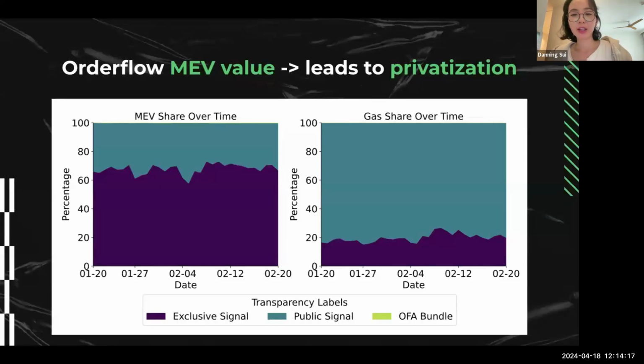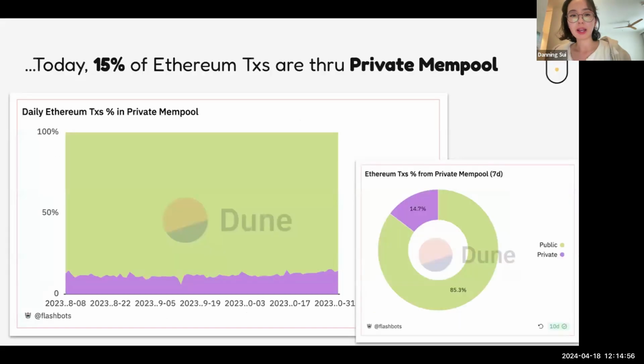And the order flow MEV value drives a lot of the order flow into the private mempool, as we explained earlier. So there's a lot of privatization happening right now. As you can see here on the right side, the gas share, or basically block space usage, looks like 80% by public transactions and 20% by private transactions. But on the left side, the MEV value those transactions carry is the flip. Basically, 20% of transactions, the private ones, are carrying around 60% of the MEV value across all of Ethereum. And this drives the adoption of private mempools.